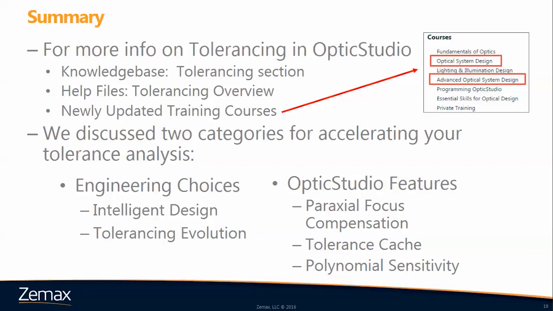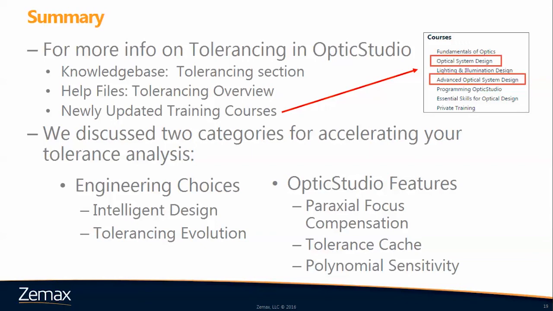And in summary, there are 2 main categories for accelerating your tolerance analysis. These are engineering choices and specialized OpticStudio features. So the intelligent design topics we covered were about when to use, or more specifically, when not to use, the automatic optimization setting. We talked about tricks for reducing the number of data points and that you should remove weak tolerances in the beginning. Then the tolerancing evolution was about how you can adjust your strategy as you go and start with the worst case scenarios.